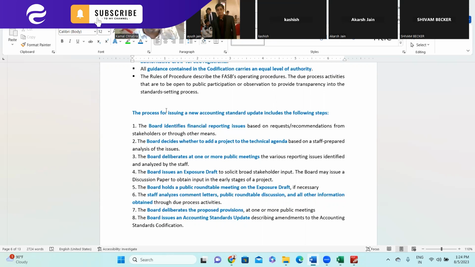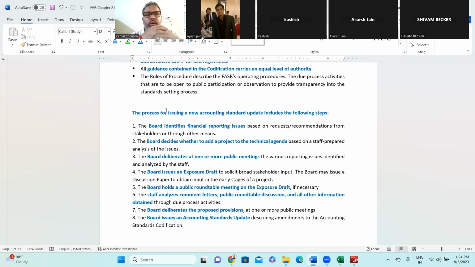Last one is the rule of procedure described in FASB operating procedure, the due process activity that are to be open to the public participation or observation to provide transparency into the standard setting. So like we discussed earlier, market participation and public participation is required to make sure that accounting standard codification or updation which we are making is a very transparent process.